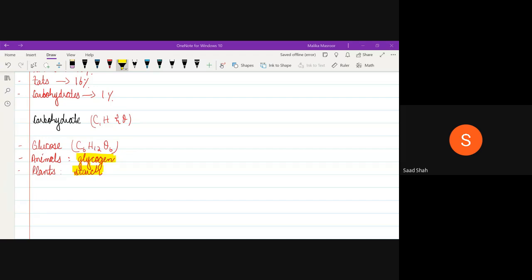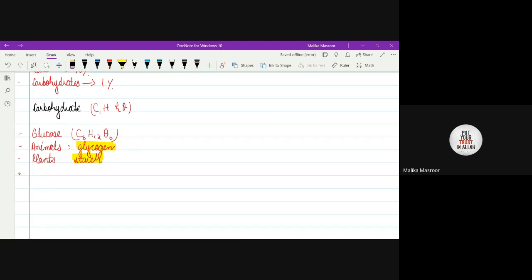Yeah, great. Now, plants also make another carbohydrate that is called your cellulose. And where is cellulose used in plants? Cell wall. Very good. Plants also make another carbohydrate, that is your cellulose, and it is used for making the plant cell wall.